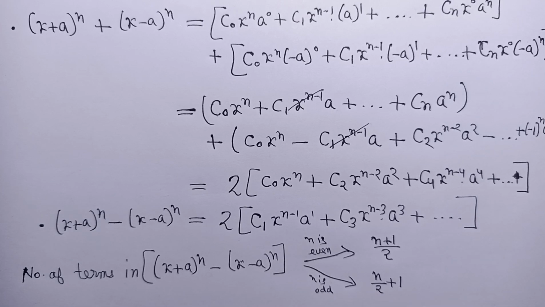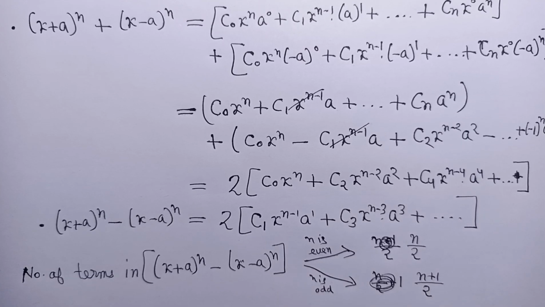Okay, there is a little mistake. Mistake is when n is even, there will be n by 2 terms, and when n is odd, there will be n plus 1 by 2 terms. Okay, this was just a formula.